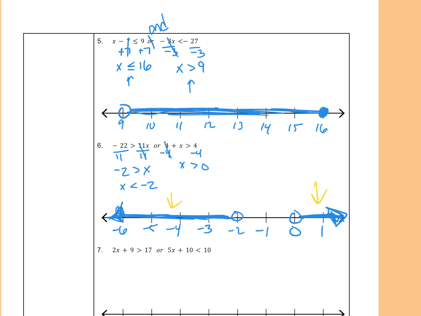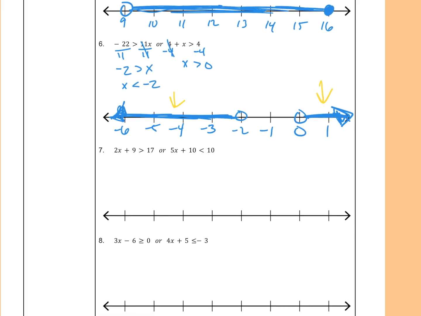And then if we look at number 7, I'm going to subtract 9 from both sides. I get 2x is greater than 8. And then divide both sides by 2. We divided by a positive, so the sign can stay: x is greater than 4. Go ahead and solve the other one. -10 from both sides. 5x is less than 0. It's okay that we get a 0 there. I know that confuses us sometimes. Divide both sides by 5. X is less than 0 divided by 5, which is 0.